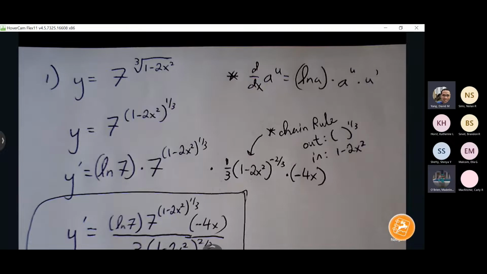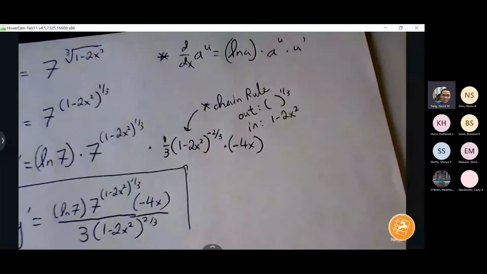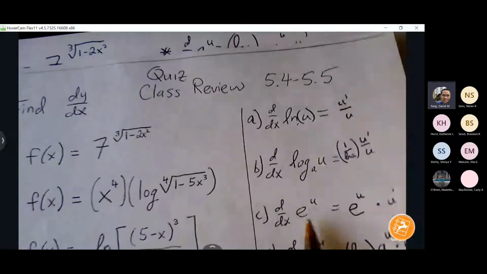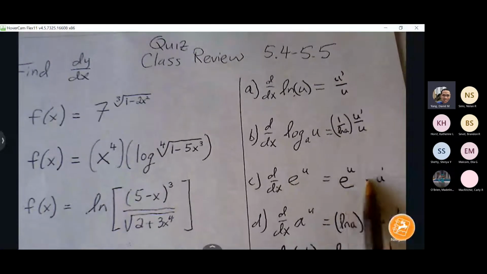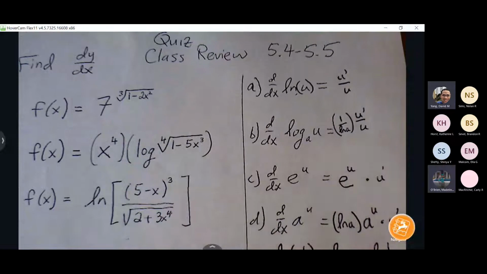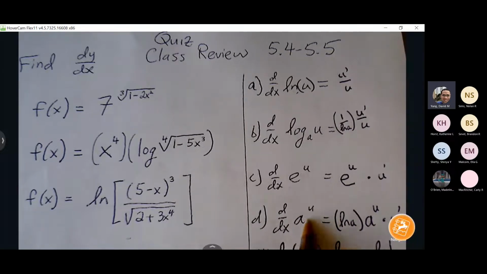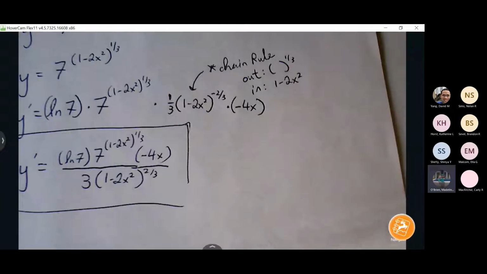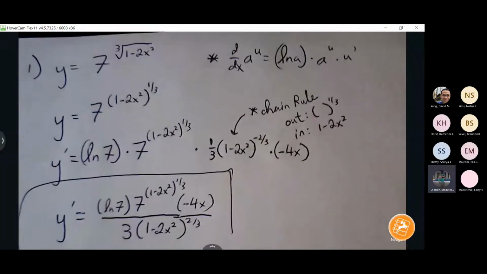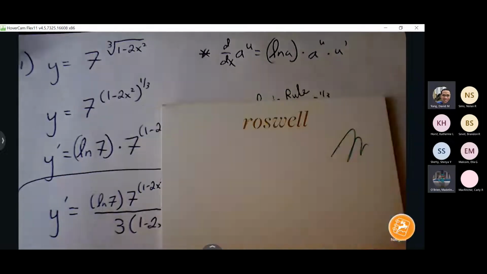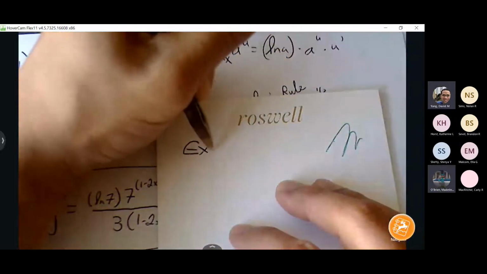There's another exponential function, and that is e to the u. If it's base e to the u, then we use the specific rule. But if it's an exponential function that has another base besides e, like base 2, base 3, base 5, or base 10, then we use this a to the u rule that handles all the other bases. And the base is, in this case, 7? Yeah, that's right. So here are some other examples of exponential functions.